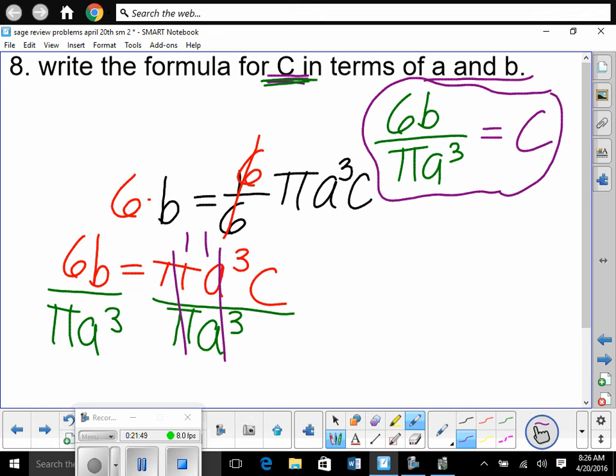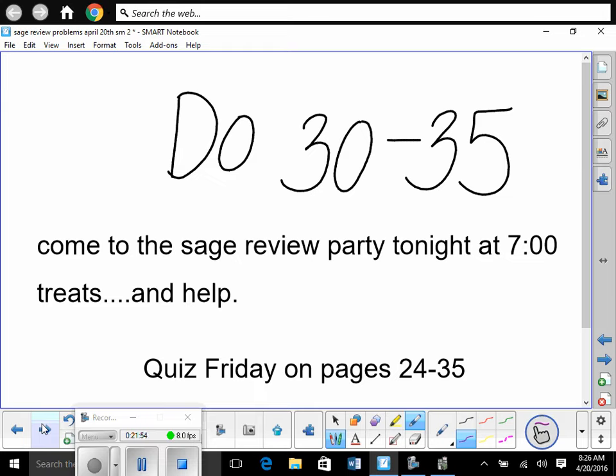Okay. Hopefully that makes sense. Hopefully you won't miss it on Friday. Similar to that. Okay, so you're doing pages 30 through 35.